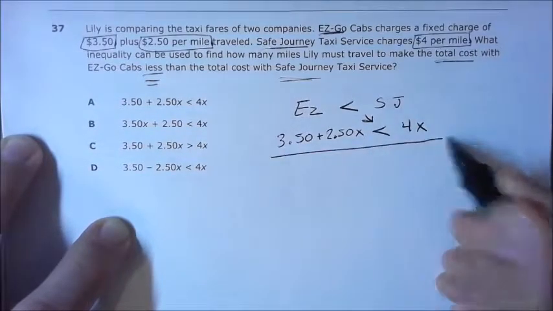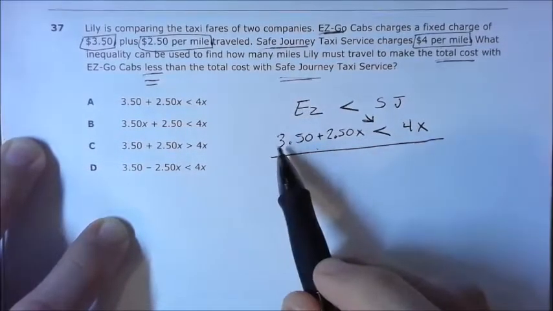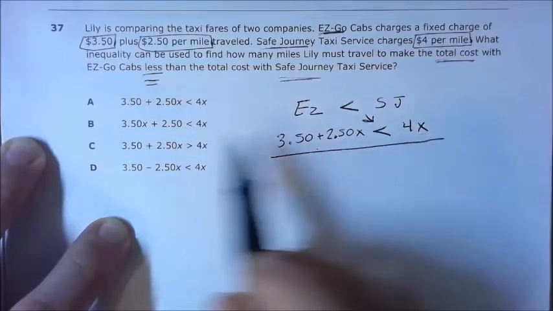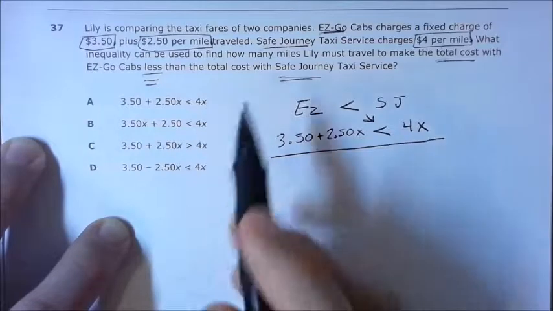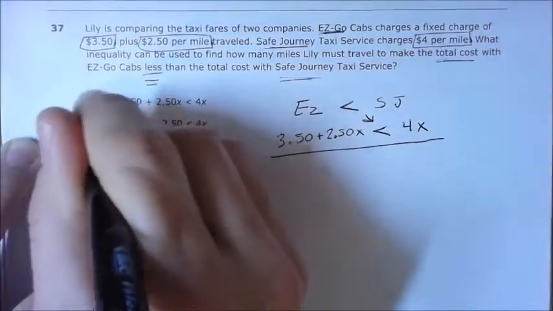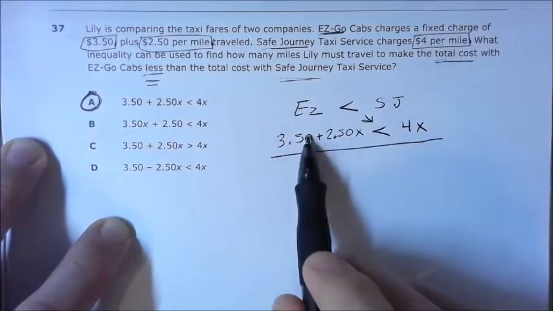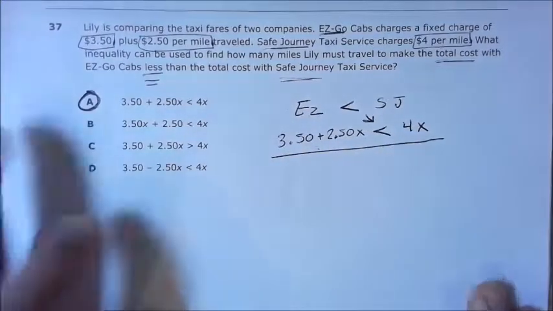So now that I have my equation made, we just need to look and see which equation looks like this. Which one says 3.50 plus 2.50x is less than 4x? And right here on A, 3.50 plus 2.50x is less than 4x. And A is the correct answer. Always put your words in the inequality first and then write the equation underneath each one of those labels. And that way you won't get it mixed up.